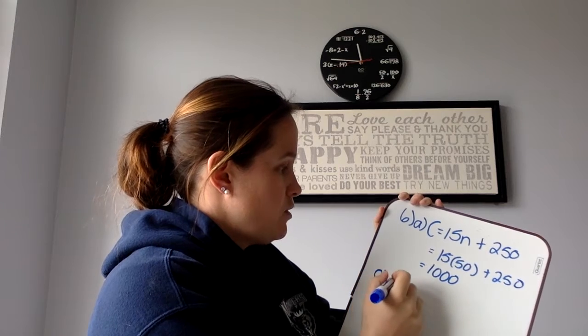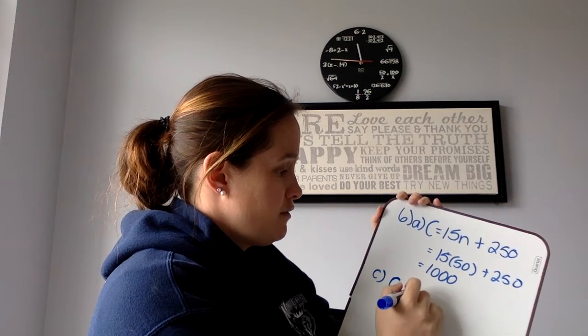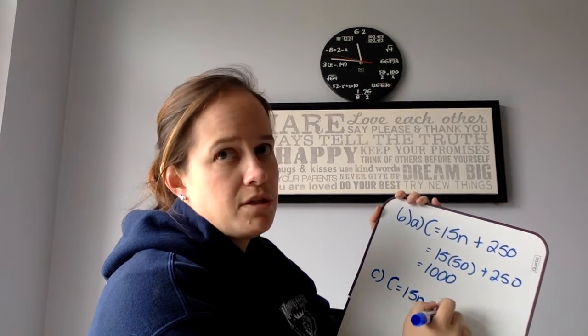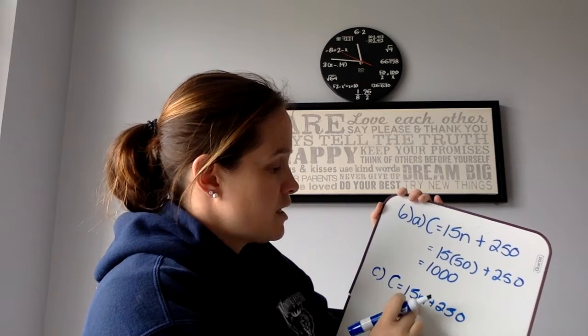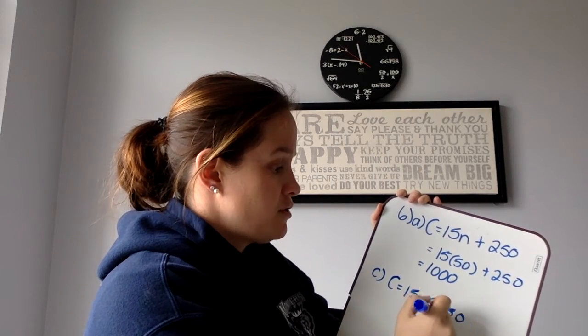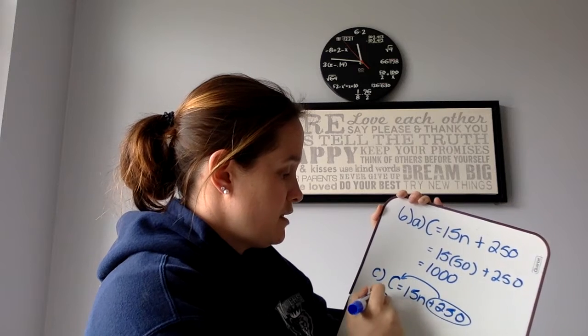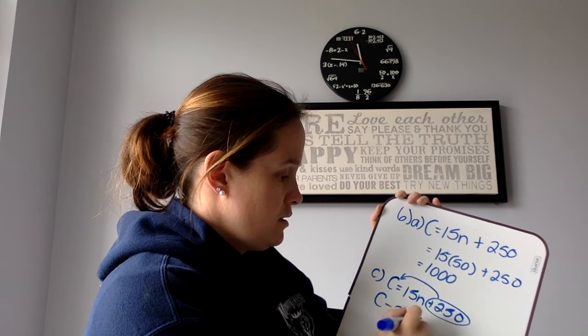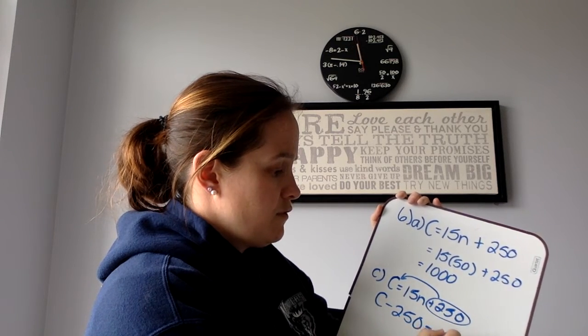So part C, we want to take this cost of $15 per person plus $250, and we want to isolate that N, sorry. So we're gonna take the $250 and send it over. And that is going to be equal to 15N.